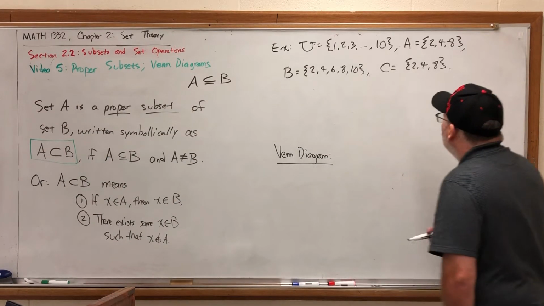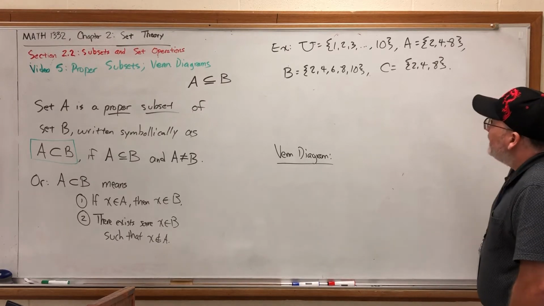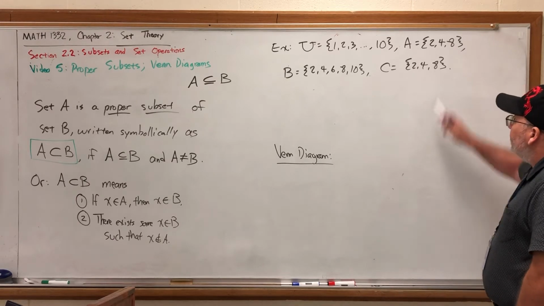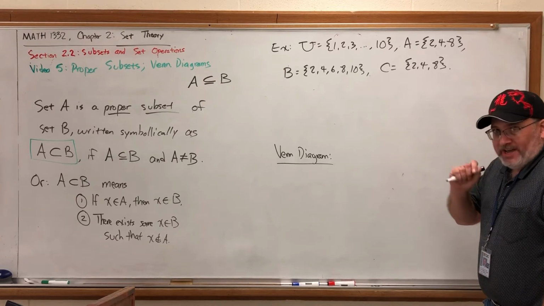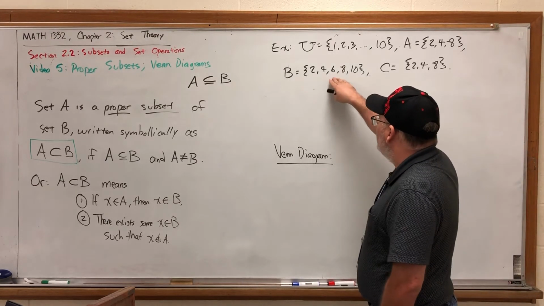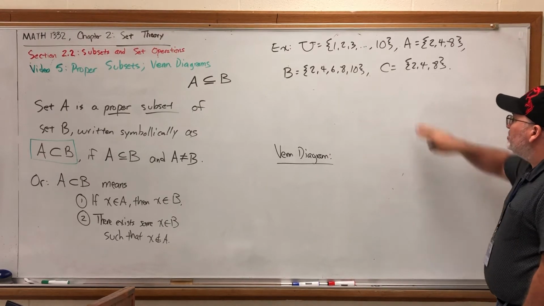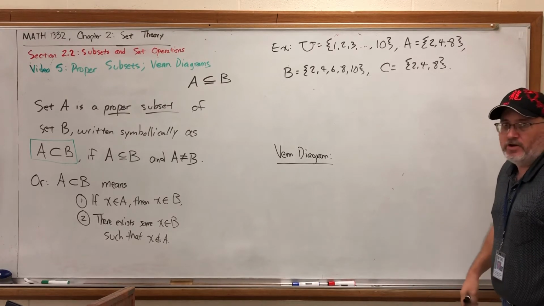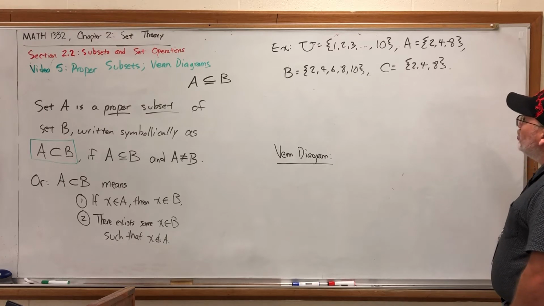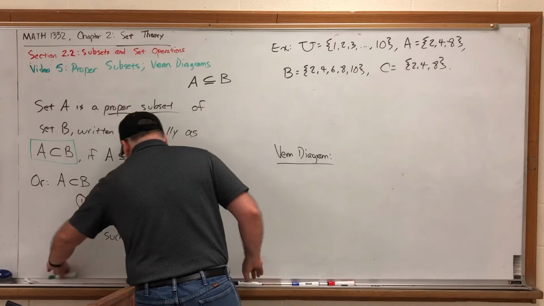For example, this looks like the same setup as in the previous video, but there's a subtle difference. Our universal set is still 1 through 10. Set A still contains 2, 4, and 8. Set B still contains 2, 4, 6, 8, and 10. But set C now contains 2, 4, and 8. In the previous video, it also contained the number 1. So who's a subset of whom? Well, A is a subset of B.